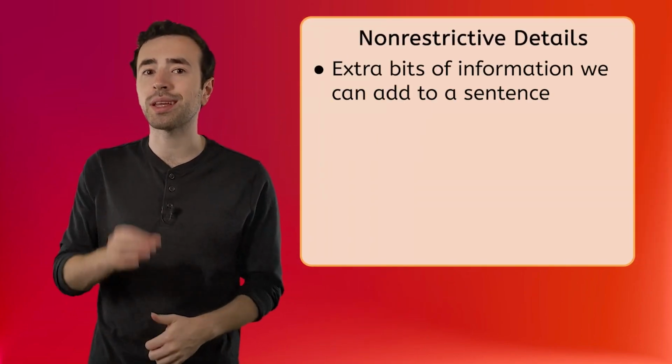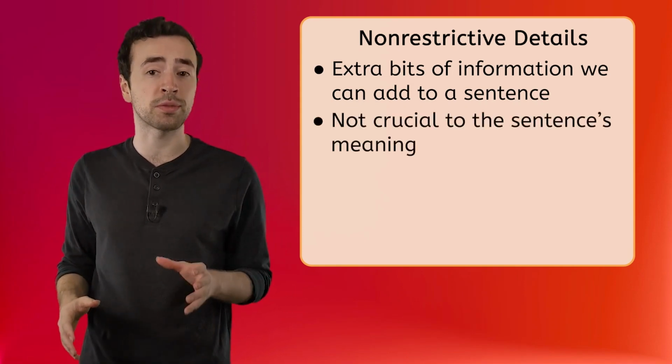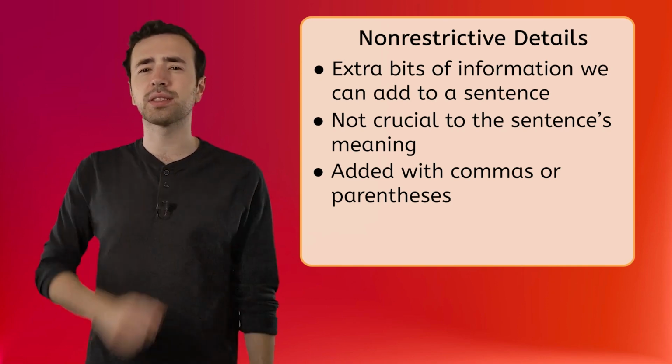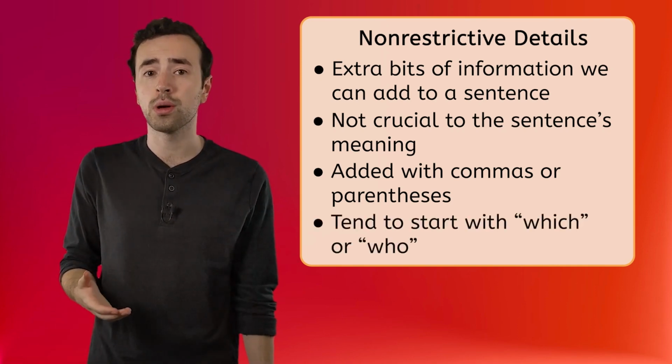However, I can improve the original sentence by adding in a non-restrictive detail. So what exactly are these non-restrictive details? They're like the extra items in Mia's suitcase, adding flair without being essential. In writing, they're extra bits of information we can add to a sentence that aren't crucial to its meaning. Generally, you add this information along with commas or parentheses, and the details tend to start with which or who. Think of Mia's silk scarf. Stylish, but not a must-have. Non-restrictive details are similar. They're not essential to the sentence's main point, but they add flair.